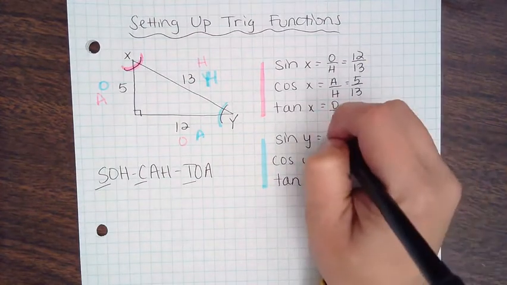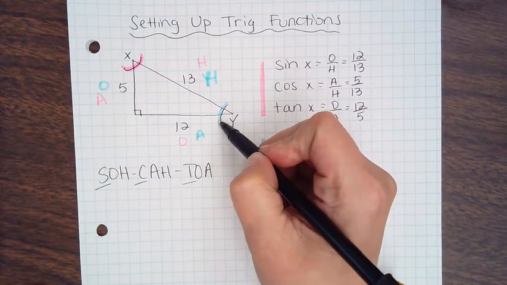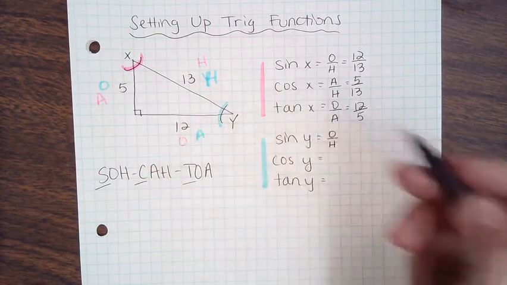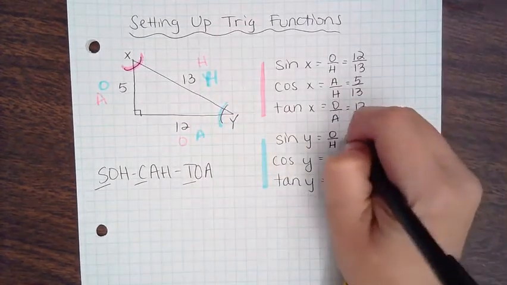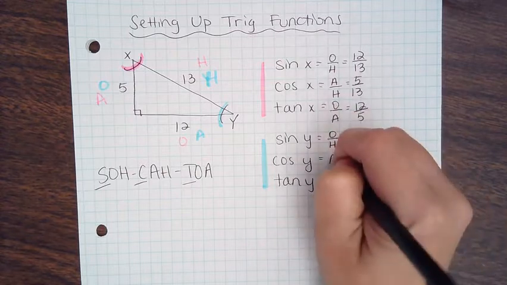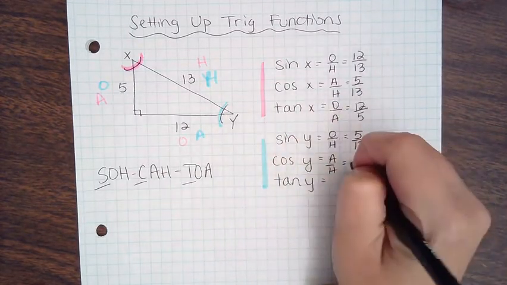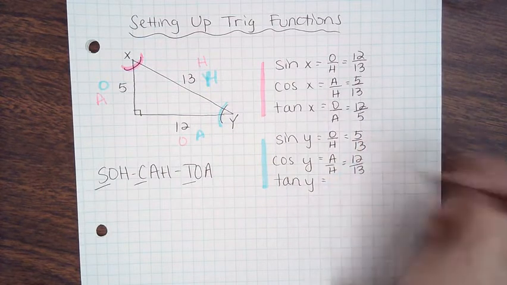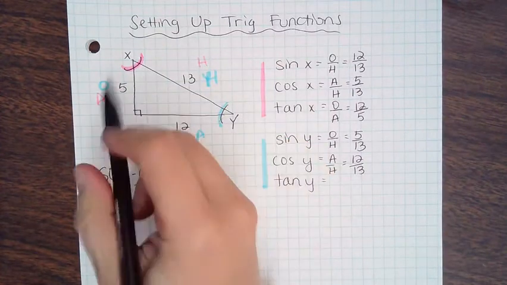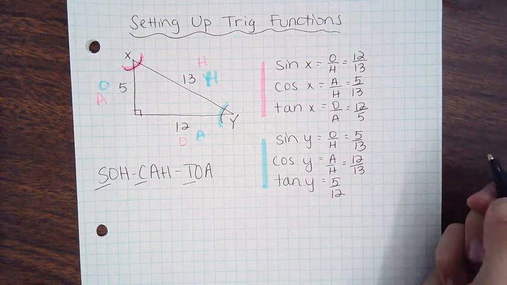So sine is still opposite over hypotenuse, but for the blue angle, my opposite is the 5, and my hypotenuse is still 13. For cosine, I have adjacent over hypotenuse, but my adjacent for the y is 12, and my hypotenuse is still 13. Tangent now is opposite over adjacent, which is 5 over 12.